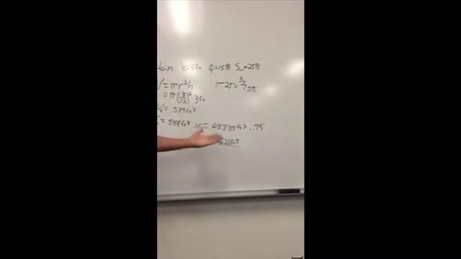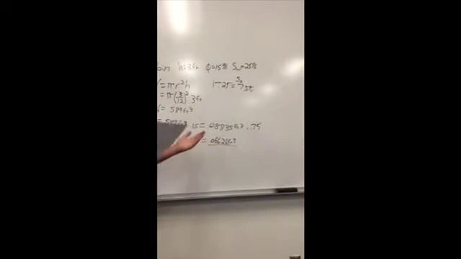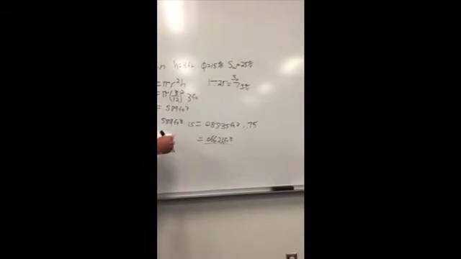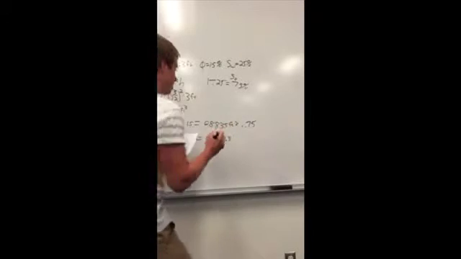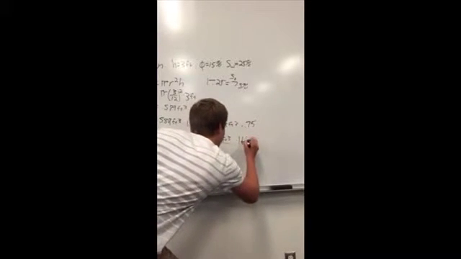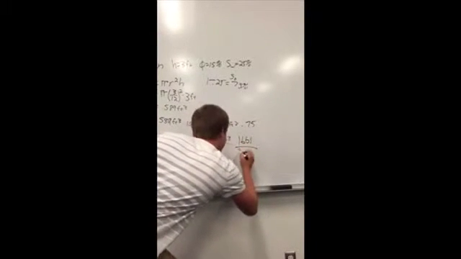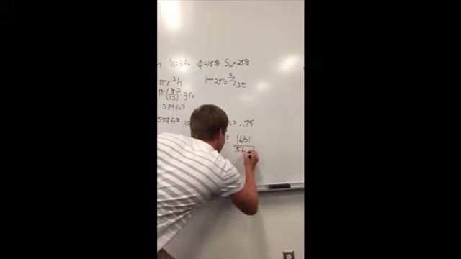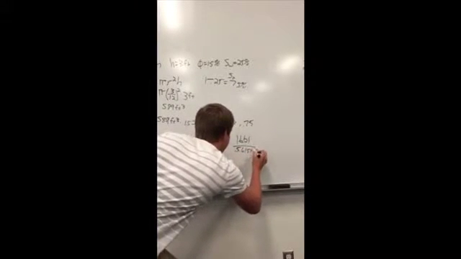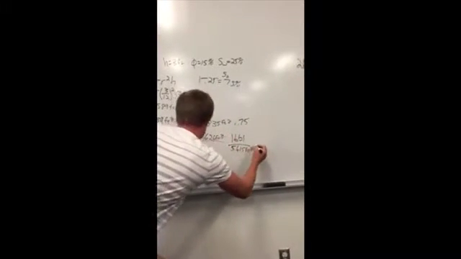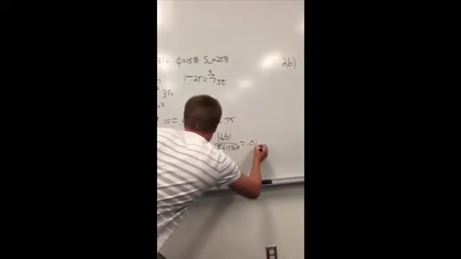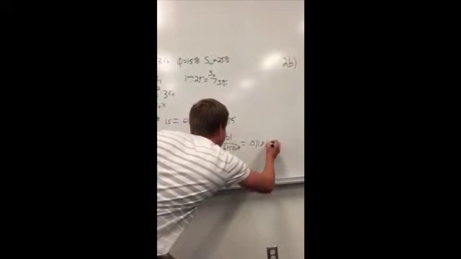That could be our answer, except the problem asks for the units to be in barrels. So we convert foot cubed to barrels. 1 barrel is equal to 5.615 feet cubed. So working those units, our final answer is 0.0118 barrels.